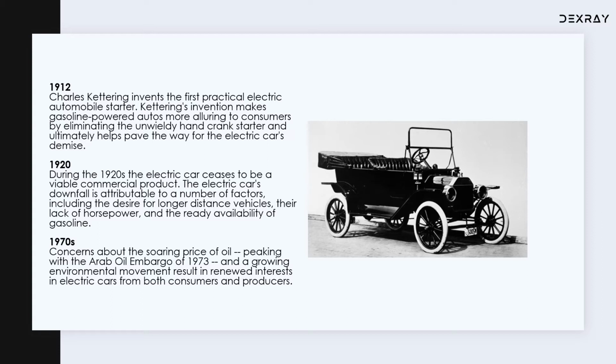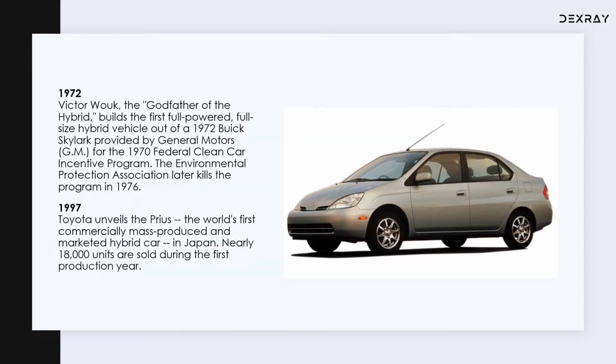But in the year 1970, concerns started pouring in about the rising price of oil, and a growing environmental movement resulted in renewed interest in electric vehicles from both consumers and producers. So in 1972, Victor Wouk builds the first full-powered, full-size hybrid vehicle out of a 1972 Buick Skylark provided by General Motors. He was also called the godfather of the hybrid.